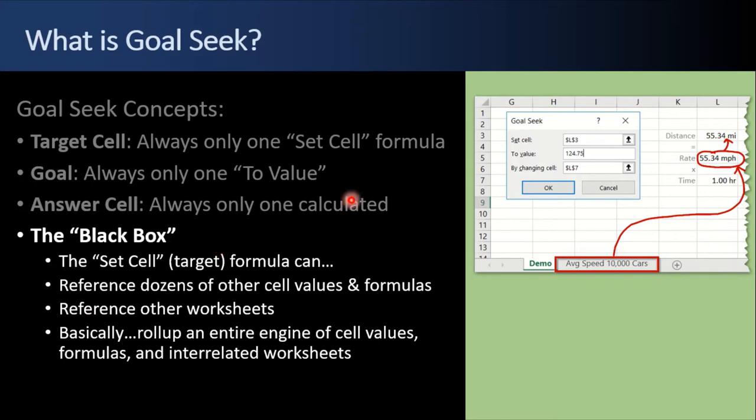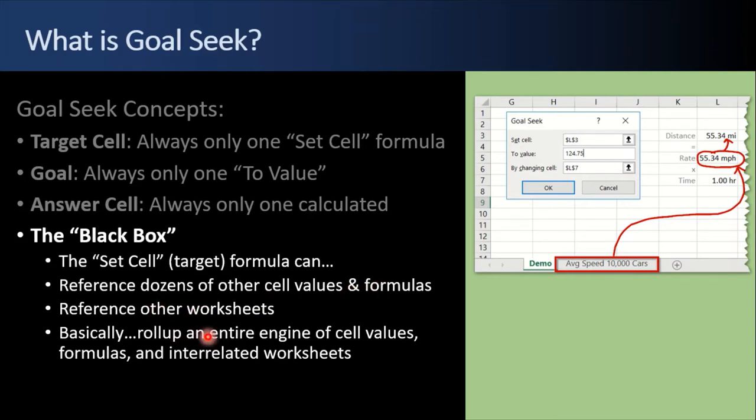So that's the way to think of Goal Seek, not just as one sheet, simple formula, but you can have multiple sheets underneath doing all kinds of complex stuff. You have a summary page here, and you set up your Goal Seek to have Excel iterate on an input to drive the page down here. So the set cell formula target can reference dozens of other cells and formulas. It can reference other worksheets.